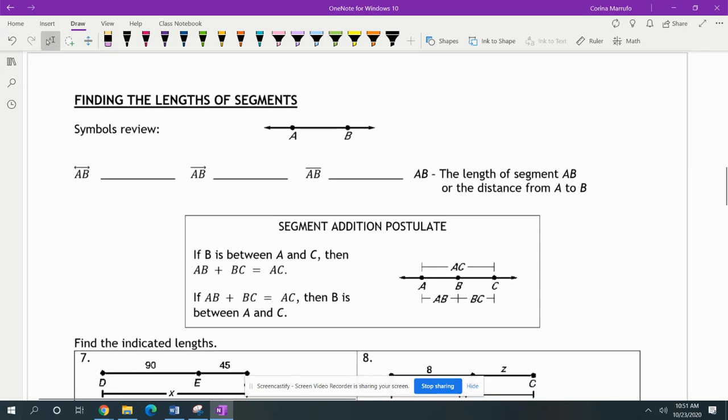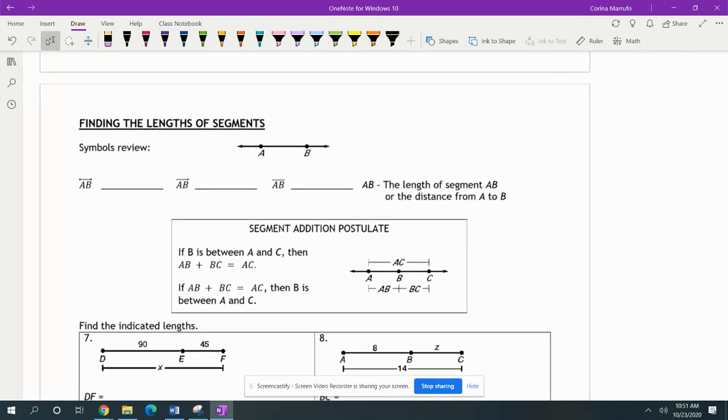All right, so finding the lengths of a segment. Just a review of our symbols. This one is a representation of a line, and it's a line because they use the arrows on both sides. This is a representation of a ray because it has an arrow only at one end. And then AB is a segment.